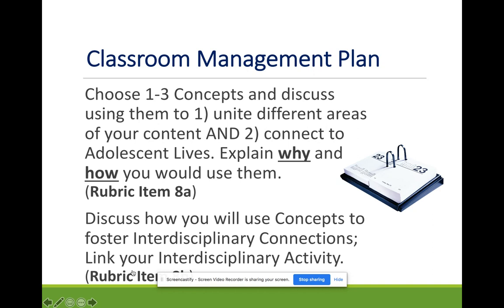And then you're going to just link your interdisciplinary activity into your classroom management plan. And that's 8B. So that's where you'll get credit for your interdisciplinary activity because it will serve as that part of your classroom management plan.